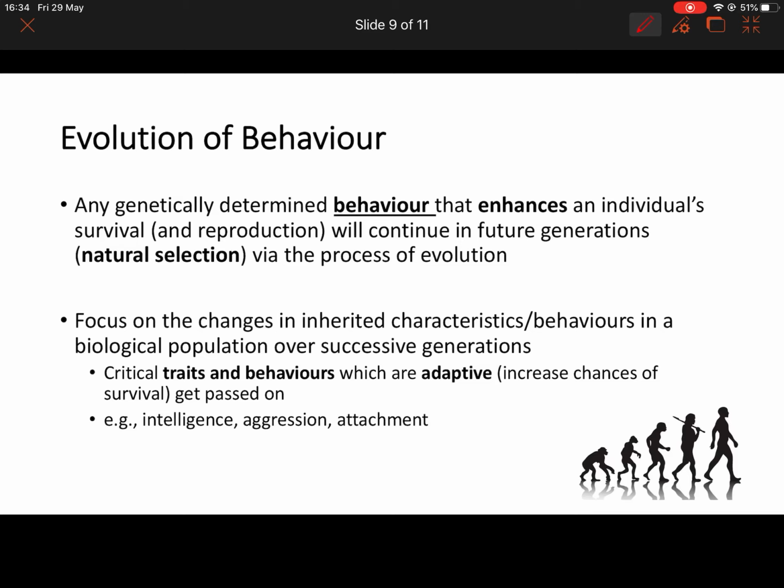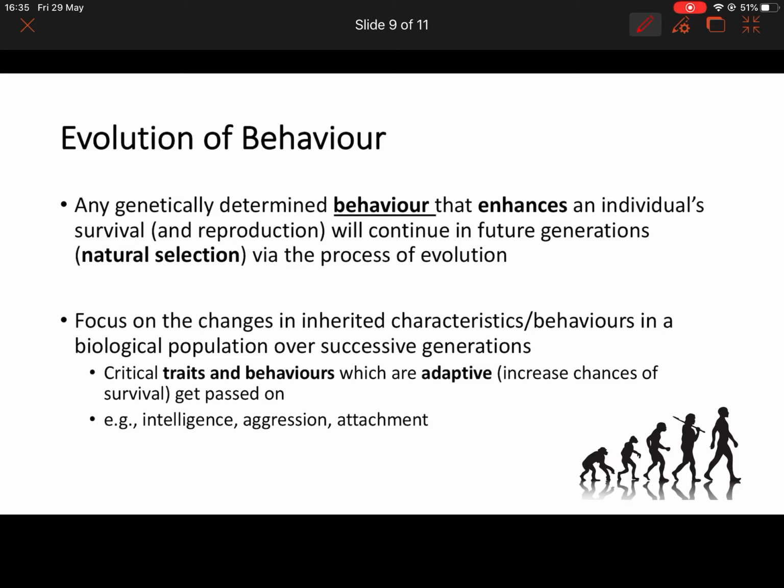The mechanism behind biological evolution is natural selection. So individuals within a species differ from each other in terms of their physical characteristics and also in their behaviour. And some of this variation is inherited. So some of this variation in our genes, in our behaviour and our physical characteristics is inherited from our parents.